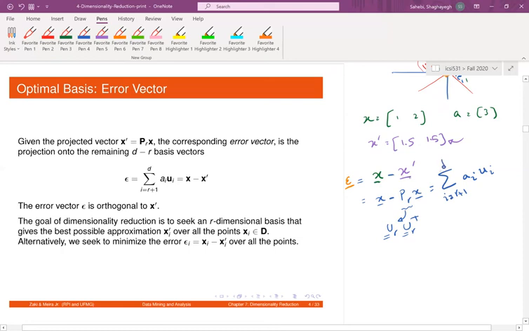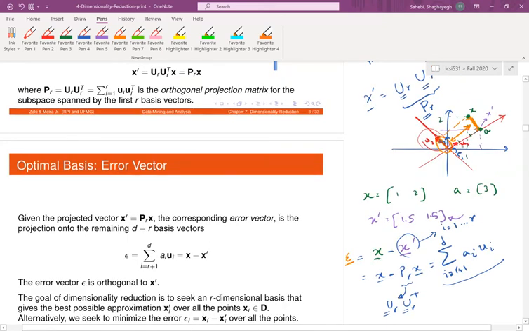right? So my x prime is basically projecting x onto directions from 1 to r, and the error that I'm getting is the remainder of this projection of x onto dimensions r plus 1 to d. We can see that this vector epsilon is actually orthogonal to our x prime in the original space, right? So the orange vector is orthogonal to this purple x prime.